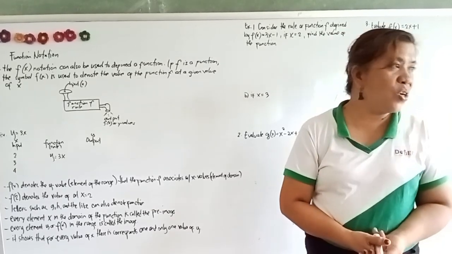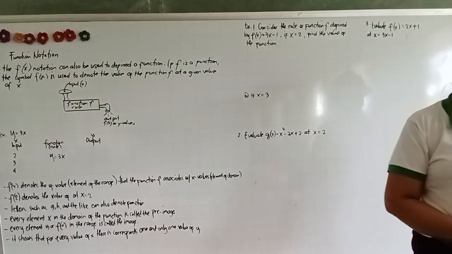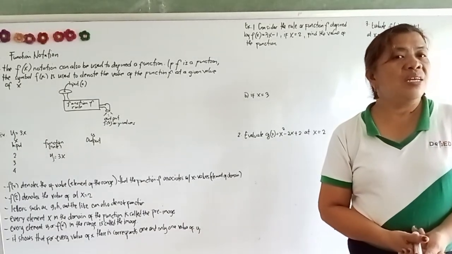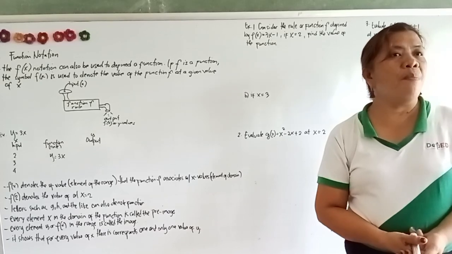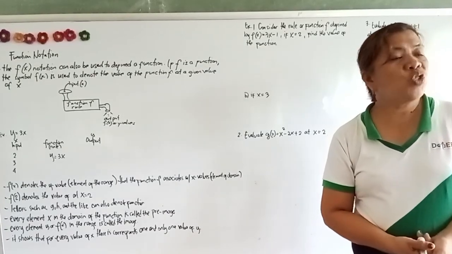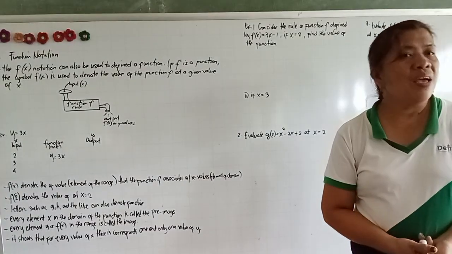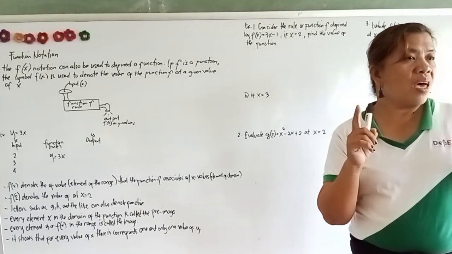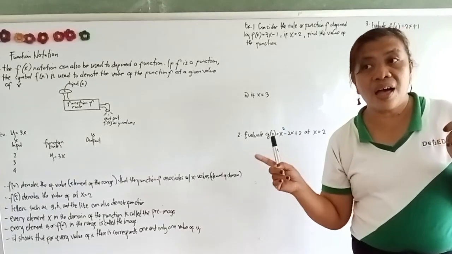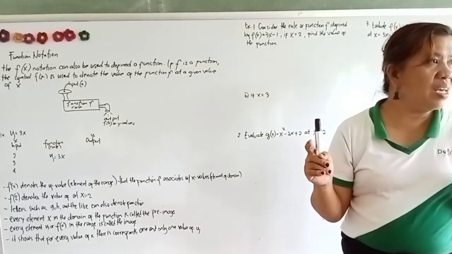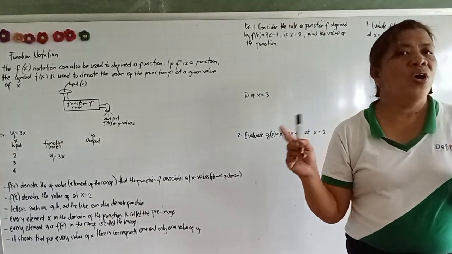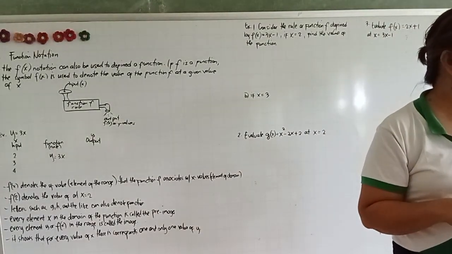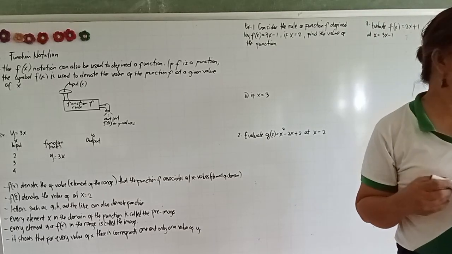A function is a special type of relation in which every element in the domain is paired or matched to exactly one element in the range. So that is a function, right? One x, one y. The x does not pair with many. That is the meaning of a function, if you remember our previous discussion.